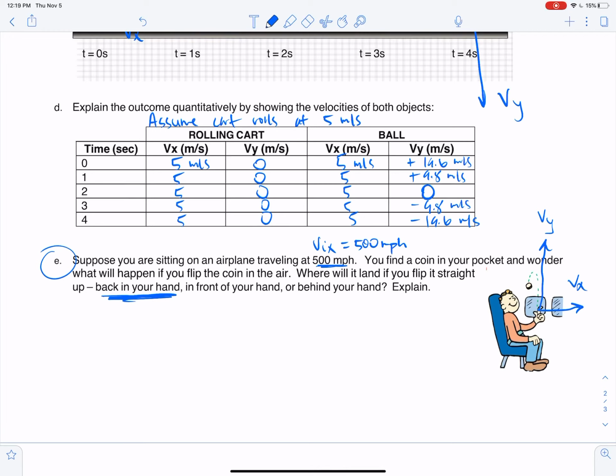Okay, the coin was moving at the same horizontal velocity as you before you flipped it. So in the absence of air resistance, it will continue to move at the same horizontal velocity as you after you flip it, right back in your hand.